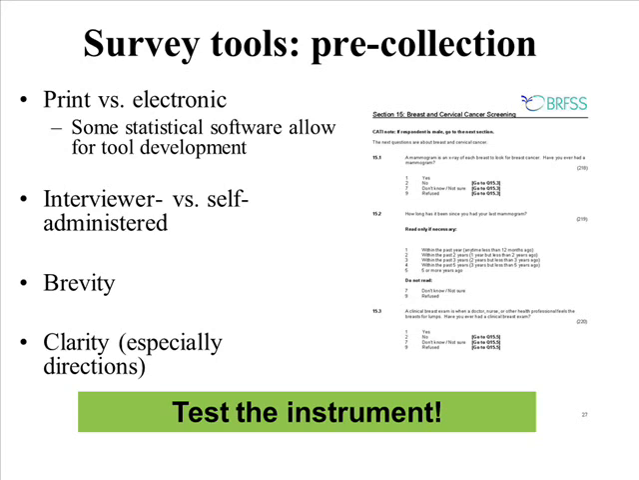Slide 8. When you develop data collection instruments, you have to keep in mind the following topics, deciding whether to develop a print or electronic survey. You can use some statistical software to allow for tool development. You should also choose between interviewer and self-administered questionnaires. Core characteristics of a survey must be brevity and clarity, especially including directions. And do not forget testing the instrument.